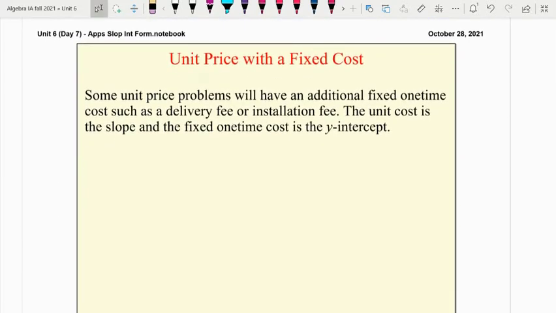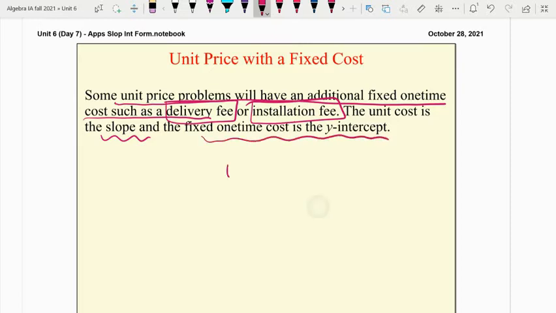Unit price with a fixed cost. Some unit price problems will have additional fixed one-time costs, such as a delivery fee, installation fee, things like that. And the unit cost will be the slope, rise over run, and the fixed one-time cost will be your y-intercept. You've got this y equals mx plus b.